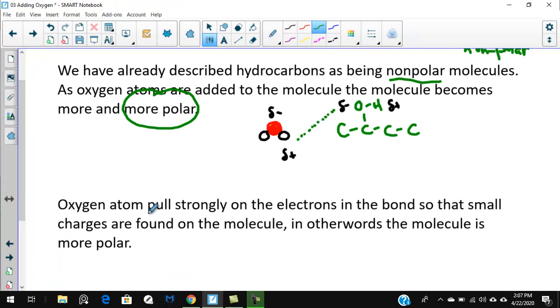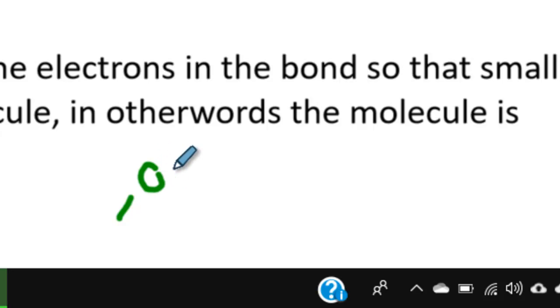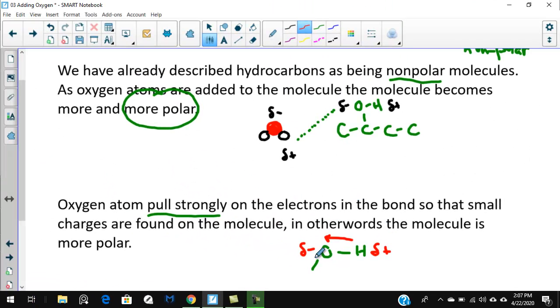Now, if you remember, we talked a little bit about why this happens. Oxygen atoms have a very strong pull on electrons. So when we look at a bond, like up here where we have the O and the H, we remember that the electrons in that bond are pulled toward the oxygen more than they are toward the hydrogen. So putting oxygen in a molecule anywhere causes the electrons to get pulled toward the oxygen, and then that end of the molecule becomes negative, and the other end of the molecule is positive. So that difference in the oxygen's ability to pull on electrons is what makes things polar when we add oxygen to molecules.